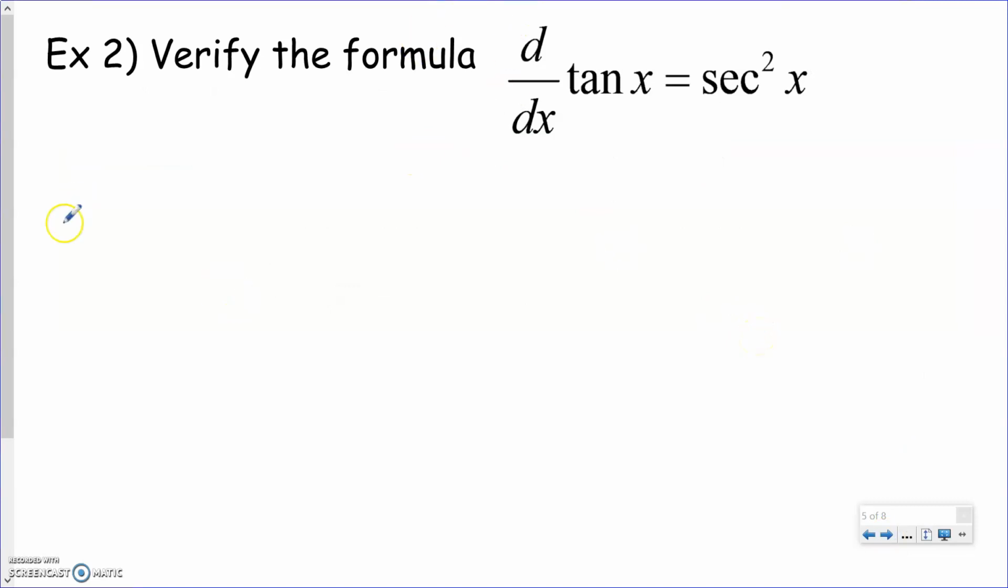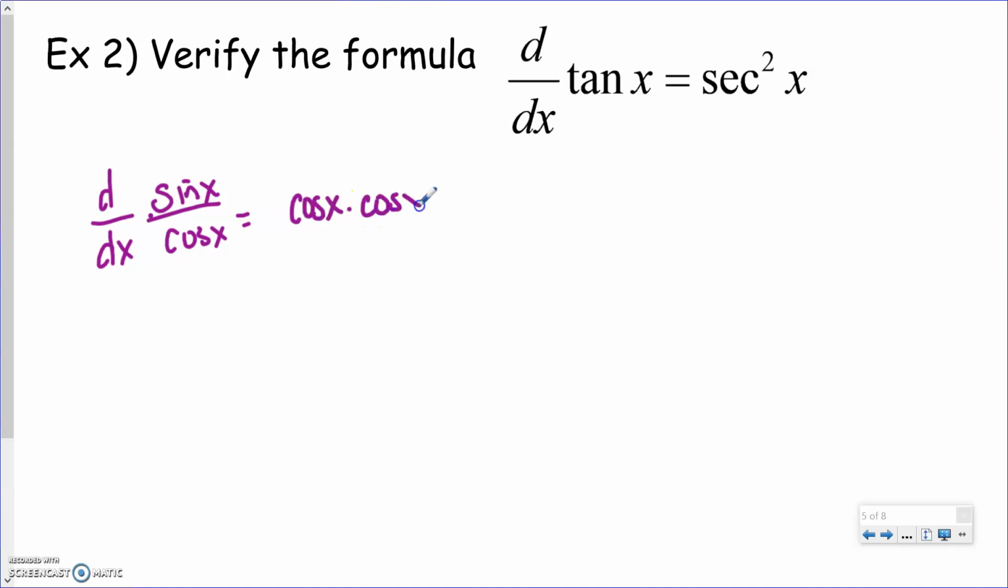So to verify this, I'm going to actually do this. The derivative of tangent is the same as the derivative of sine over cosine. Now we're going to do the quotient rule. So low, d high, minus high, d low, over low.